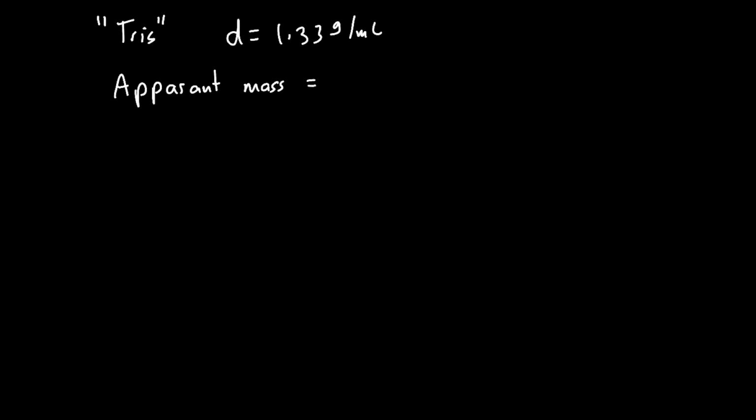So let's do a calculation just to get a feel for what kind of value we're looking at here. So let's imagine we're going to make a buffer. And tris is a commonly used primary standard used to measure concentrations of acids. And tris has a density of about 1.33 grams per milliliter. So we can see that is completely different than the density of brass, 8 grams per mil. And maybe we see the apparent mass, so what we actually weigh, is 100 grams. Okay, we might say, what is the true mass?